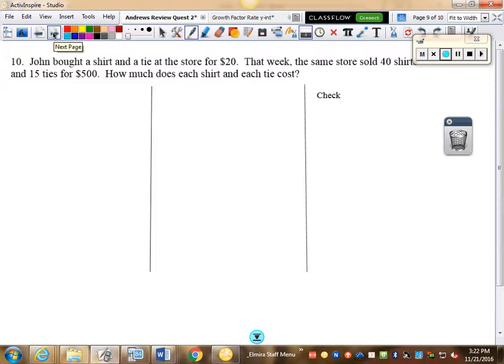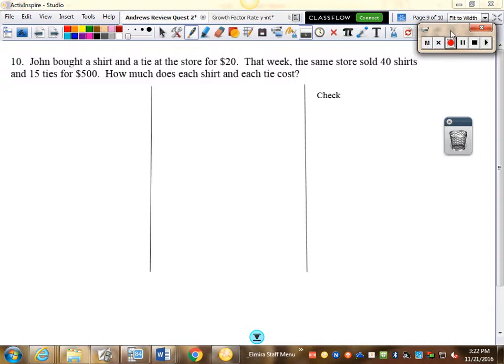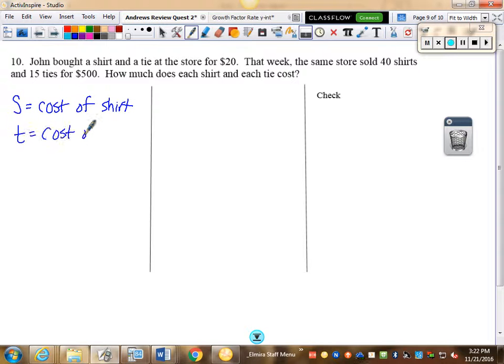Okay, word problem, the dreaded word problem. It's only one. Okay, John bought a shirt and a tie from the store for $20. That week, the same store sold 40 shirts and 15 ties for $500. How much does each shirt and tie cost? Okay, so what are we trying to find out? We're trying to find out the cost of a shirt. And we're trying to find out the cost of a tie.